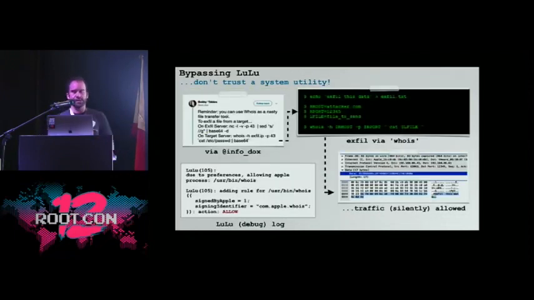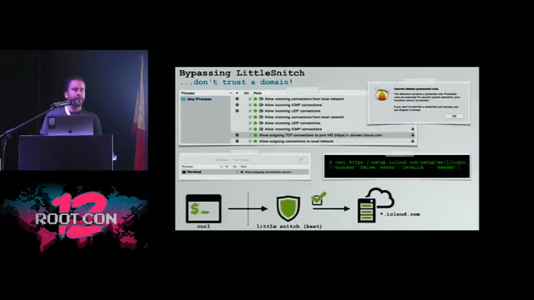Turns out we can use the whois utility to exfiltrate data. If we look at the debug log from the firewall, we can see that when whois is executed, the firewall sees the network traffic, because again, it's running in the kernel, so it's going to see all network traffic. However, since whois is signed by Apple proper and is not on the gray list, the firewall says, okay, this is a trusted Apple application, I'm going to let it out. So it does.